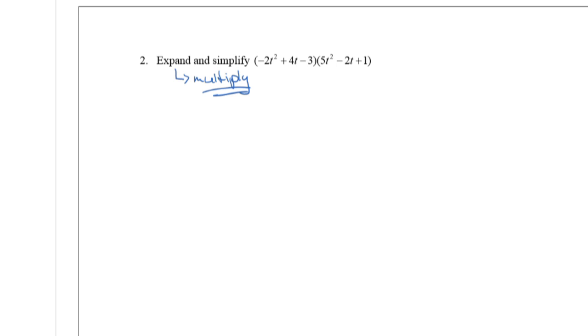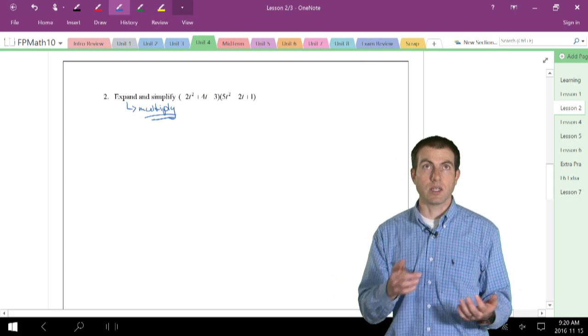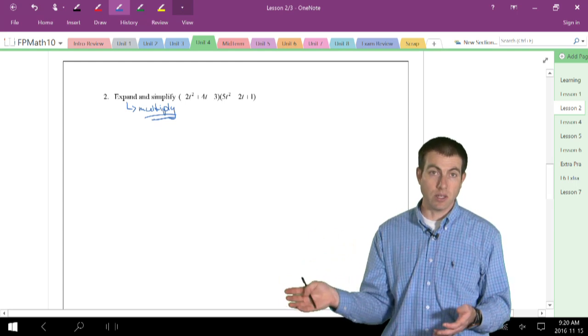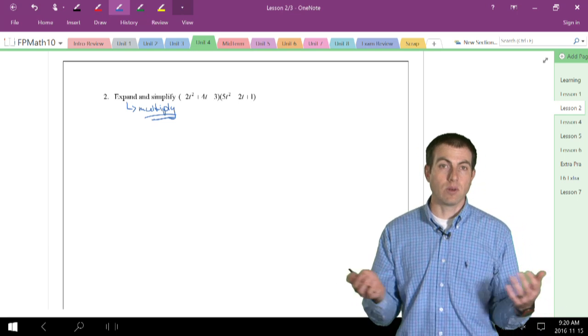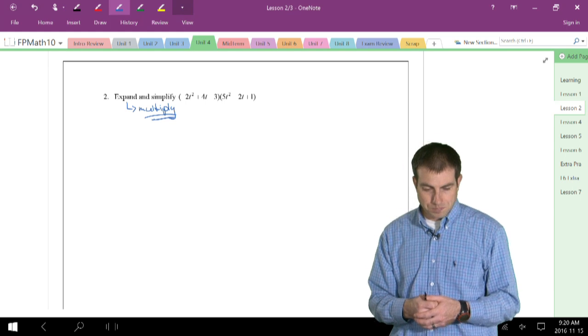Well, the same principle applies here. We need to make sure every term in the first bracket gets multiplied by every term in the second bracket. There's nothing terribly difficult about this. We're just going to end up with a bunch of terms because we're going to get that first term times 3 things, so there's 3. The second term times another 3 is another 3, so 6. We're going to end up with 9 terms. And then we're going to have to combine our like terms and see what we end up with.